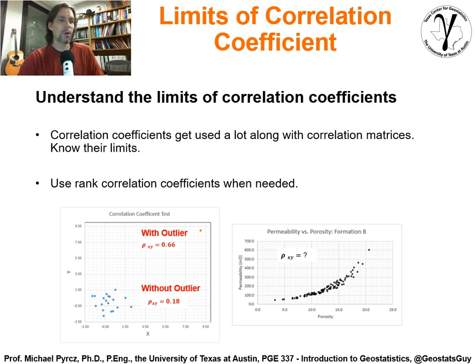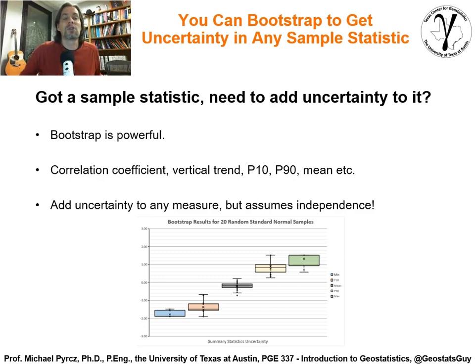The Bootstrap. I mentioned the Bootstrap before. I forgot I had the slide. Okay. If you've got a sample statistic and you need to add uncertainty to it, use the Bootstrap. Bootstrap is very powerful. You can calculate it on any statistic. It would be very difficult to do that using an analytical approach, but we can do it just by resampling with replacement from the sample itself.